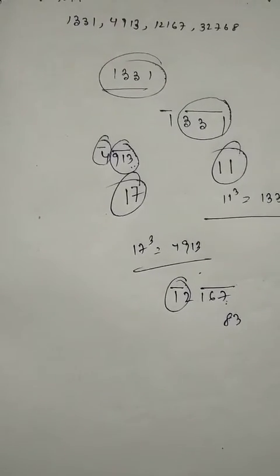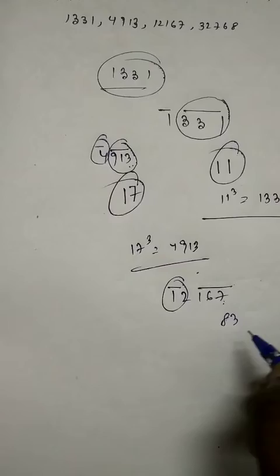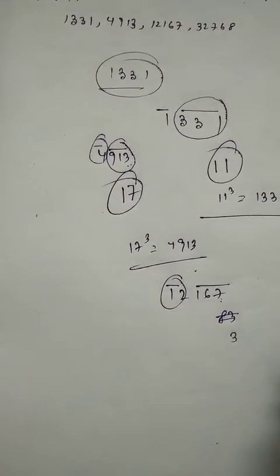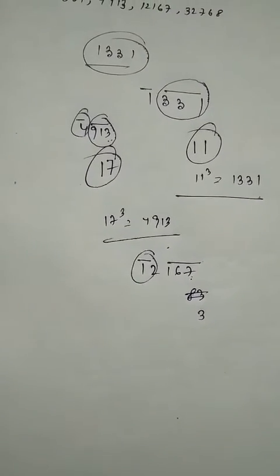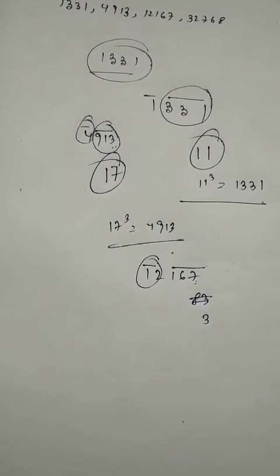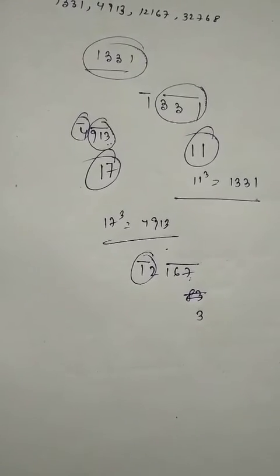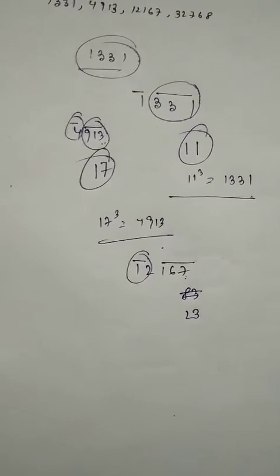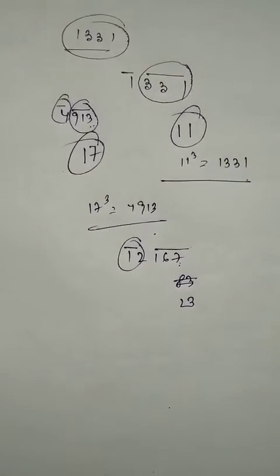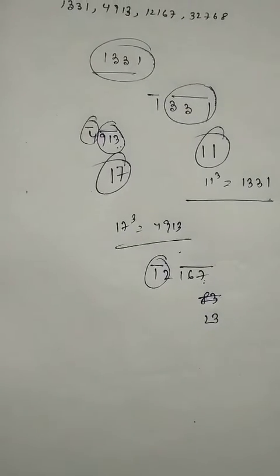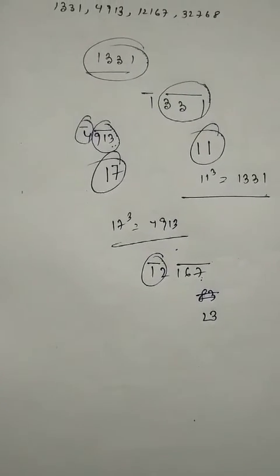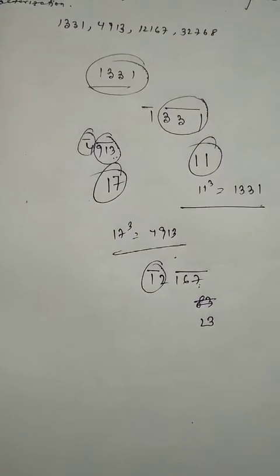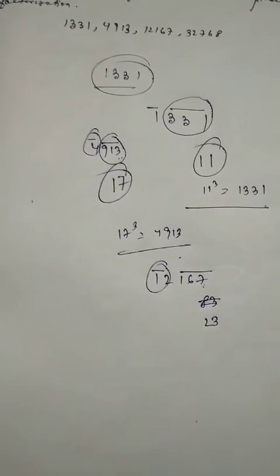So 3's cube, I'll write 2. 2 to the 4, 4 to the 8, and 3's cube is 27, so I cannot take 27. Children, I'm sorry, I wrote 83 instead of 23. That's my mistake. Here we will write 23. 23's cube is 12167, because 2's cube is closer to 12 and 3's cube is bigger than 12. So I cannot take 3. I have to take 2 only.